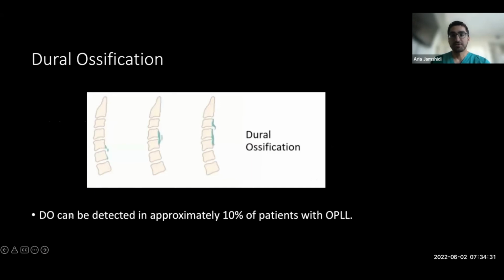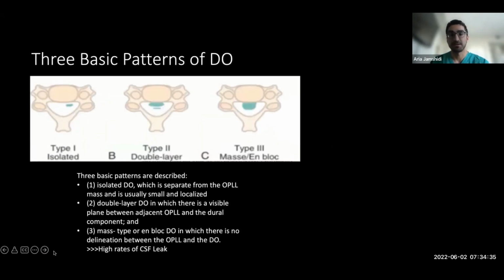So dural ossification can be detected in 10% of patients with OPLL. And this is something I was unaware of prior to investigating this topic more in depth. There are 3 basic patterns that are described of dural ossification. So you can have isolated dural ossification, which is actually separate from the OPLL and is usually small and localized, seen in this first image on the left.